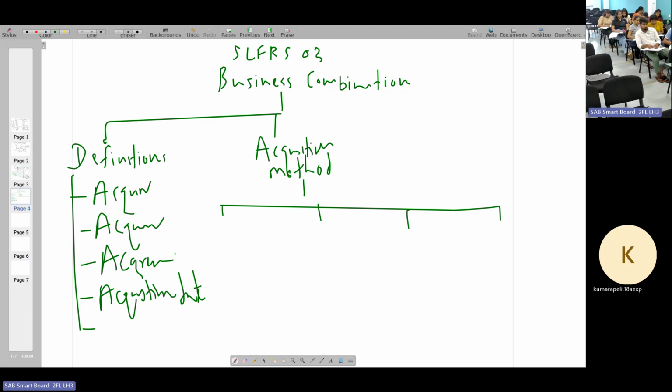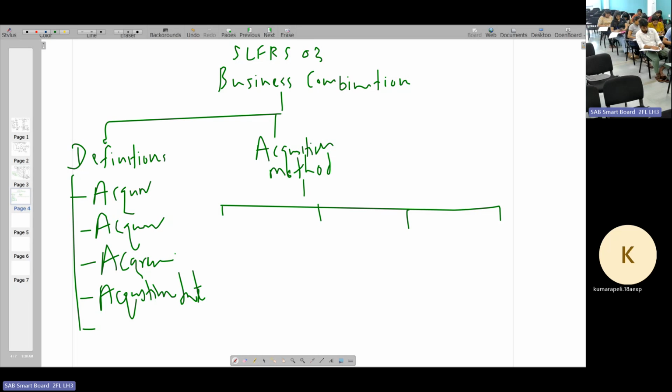Acquire means the process of controlling or obtaining the control of another entity. The important word there is control. Who is the acquirer? The person or entity who obtains control of another entity. Who is the acquiree? The entity which is controlled by another entity. That is in passive voice.